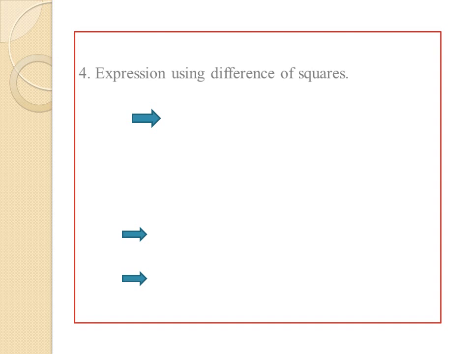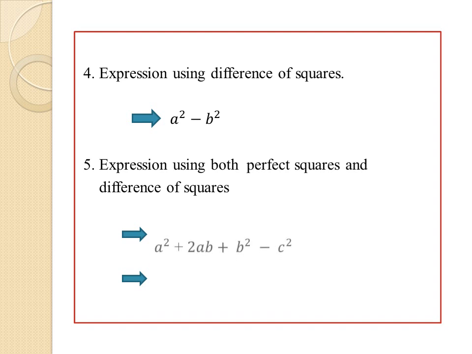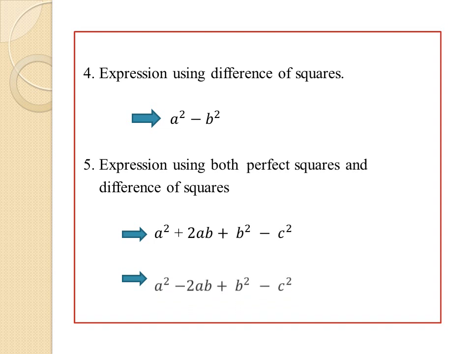The fourth one was expression using difference of squares, a square minus b square, while the fifth one was the expression which contained both the formulas of perfect square and difference of squares, which has two forms. First one is a square plus 2ab plus b square minus c square, and second one is a square minus 2ab plus b square minus c square.